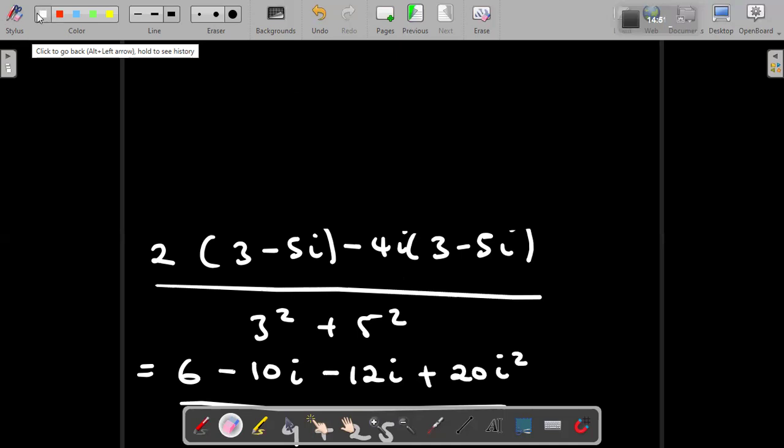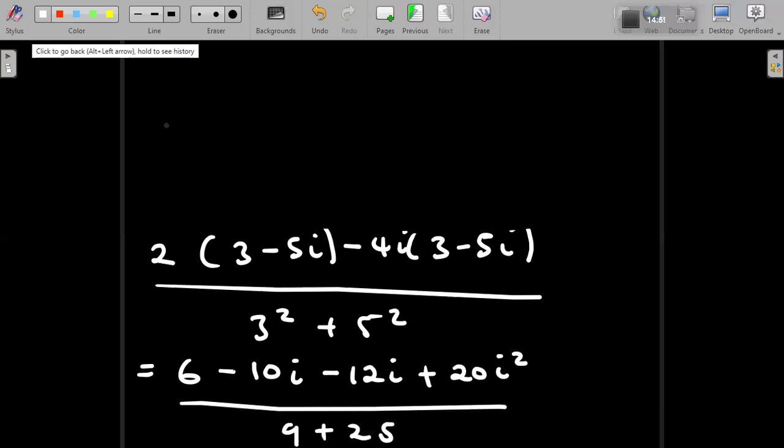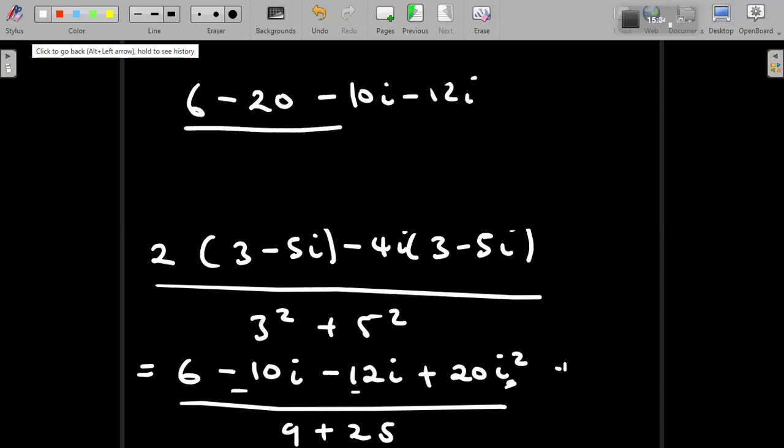Okay, so how do I then proceed from there? Let me replace where my i squared is. Where there's i squared, I can replace it with negative 1. When I replace negative 1, this will multiply to be negative 20. So I can group 6 minus 20 like that, then negative 10i and negative 12i, so I can add those like this. Then divided by, when I add in the denominator 9 plus 25, I just get 34.